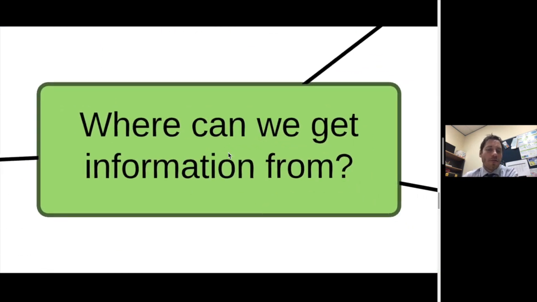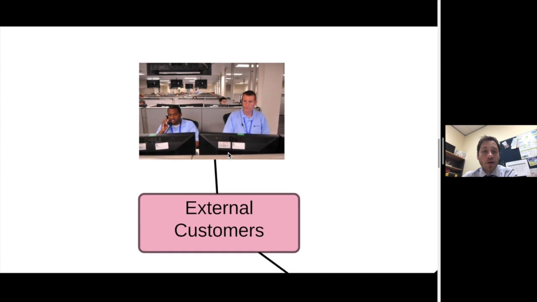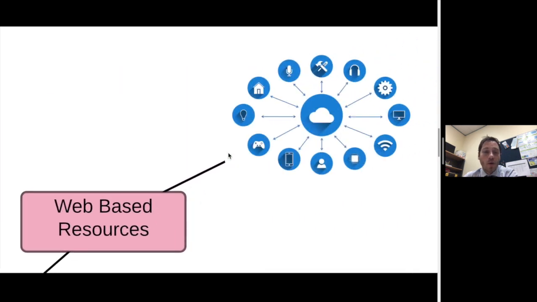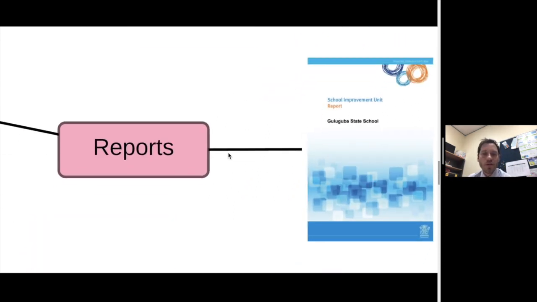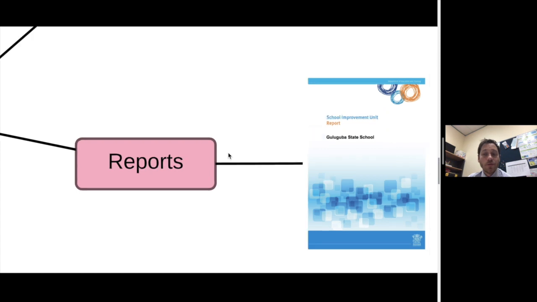But where can we get the information from? And again, there's a range of sources. We'll first look at external sources, or those that are outside a company. And they could be our external customers, so getting feedback on what they've purchased and what they like about us, what they don't like about us. We can look at web-based resources, so things on the internet, could be email, could be live chat, could be websites, could be whatever. We also look at reports. Again, we can have a report produced by an external company or that we paid someone to do.